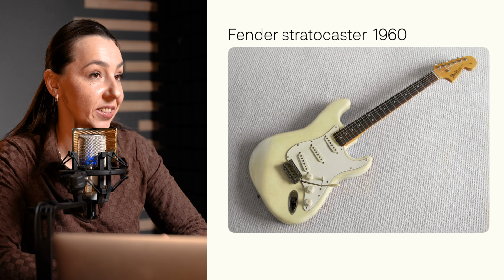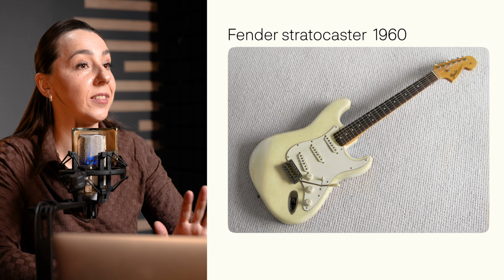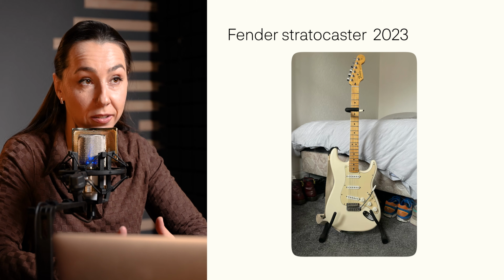Let's look at a broader picture, like the Fender Stratocaster. Audio equipment from the 60s to 2023. It makes perfect sense because this guitar model was so popular in the 60s that if they had changed something, sales would have dropped. That's why the design of this guitar has stayed the same for over 60 years.